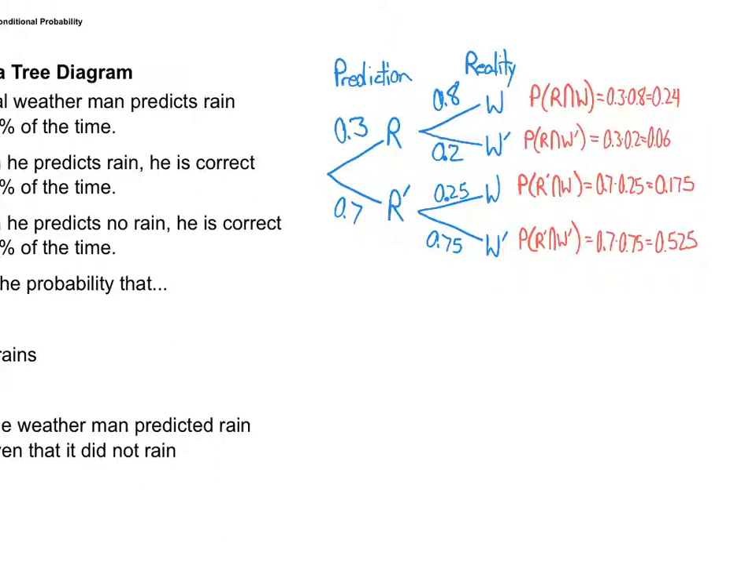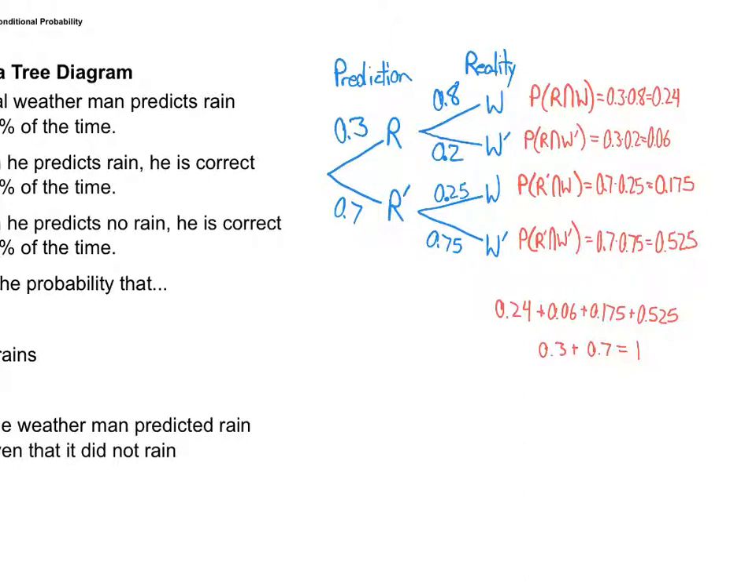Now, here's kind of the moment of truth, and here's how you can make sure that you did everything correct. Those are all the possible outcomes, right? So what should those all add up to? 1. They should all add up to 1. Okay? So 0.24 plus 0.06 plus 0.06 is 0.3 plus 0.175 plus 0.525. Okay, so that's 0.3, and that's a 0.8, or no, 0.7? Yeah, so it adds up to 1. Alright, so we know we did that part right.